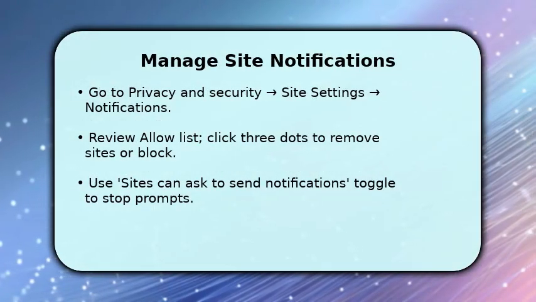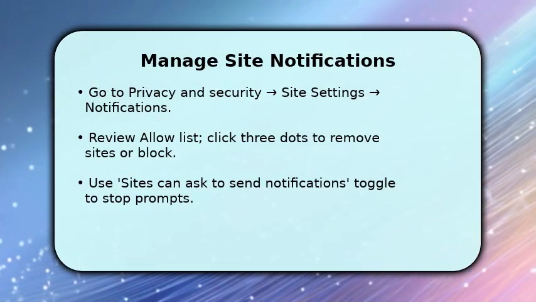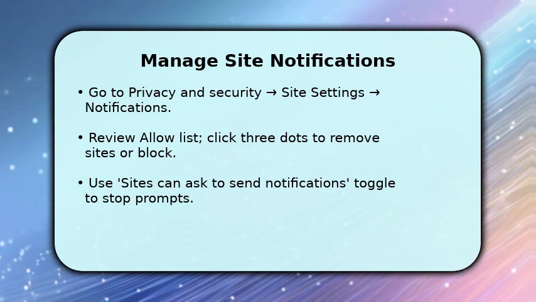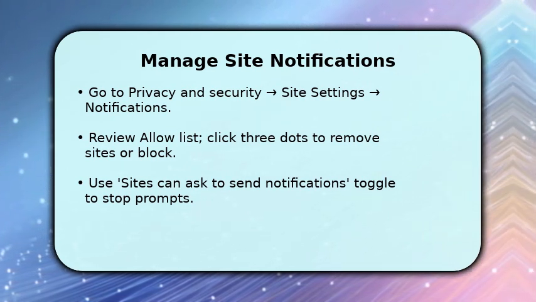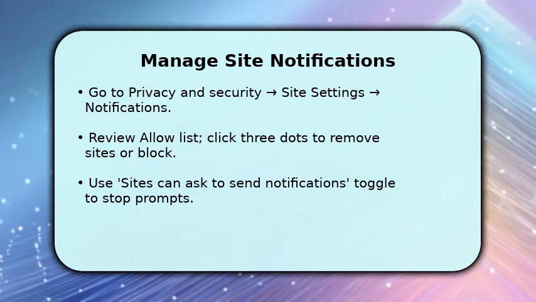Once in Site Settings, open Notifications. Here you see which sites can send alerts. You will review the Allow list, removing sites you don't recognize or no longer want. Click the three-dot menu next to each and choose Remove or Block.